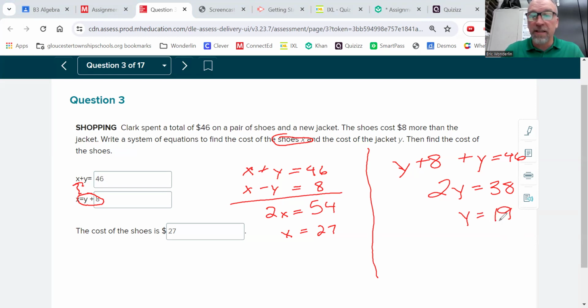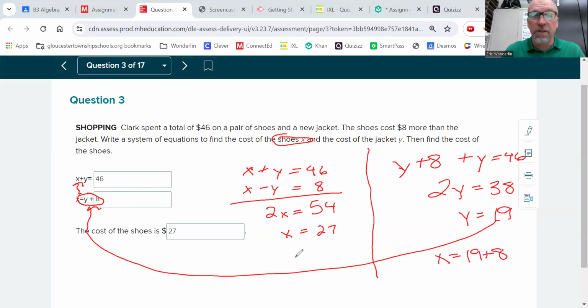So now take that 19 and put it back into where it came out of. You know I love my circles and arrows. So x is equal to 19 plus 8. There's my $27 pair of shoes.